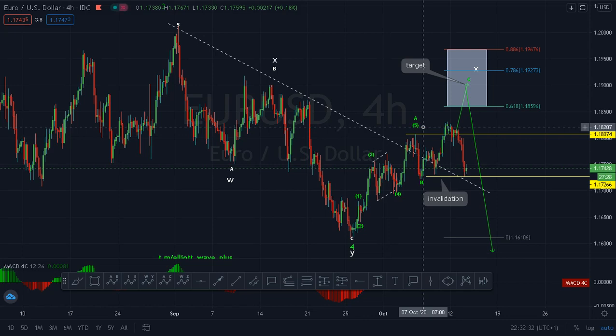Today's market review on Elliott wave analysis. Today is the 13th day of October 2020. The time now is 10:32 p.m.